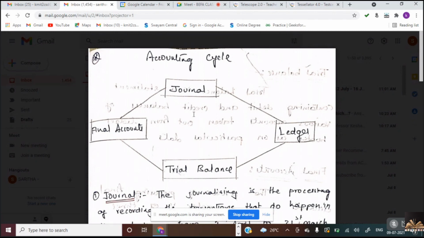So first one is passing the journal entries or journalizing the transactions. Like April 1st, we have purchased furniture. April 5th, we have purchased machinery. April 9th, we have paid to the machine owner. So like this, from 1st April to 31st March, all the transactions and events that happen in the business would be recorded in the form of journal entries. And how are these journal entries recorded?